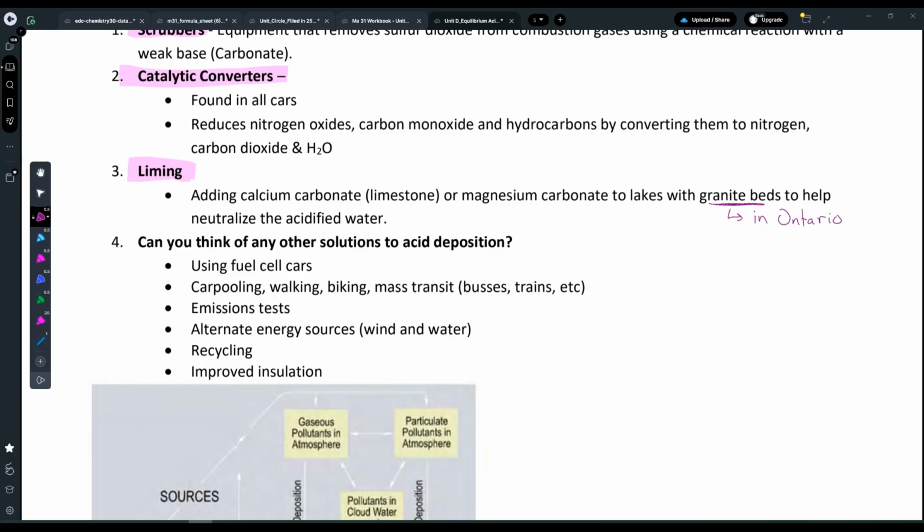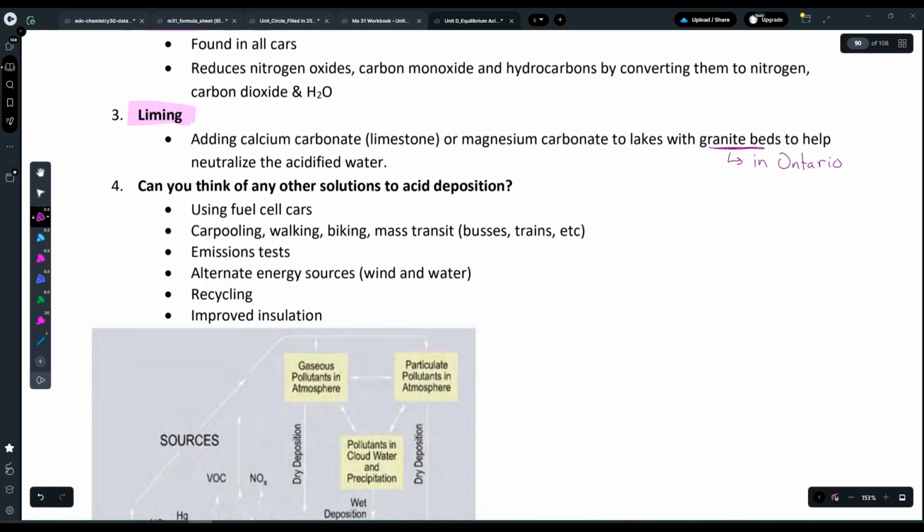And some other ways to reduce the amount of oxides, such as sulfur oxides, nitrogen oxides, and carbon oxides being emitted into the air would be solutions such as using fuel cell cars, so those don't produce carbon dioxide gas, or if you absolutely do have to drive a car, you could carpool with somebody else to reduce emissions, or you could walk, bike, or use public transport.